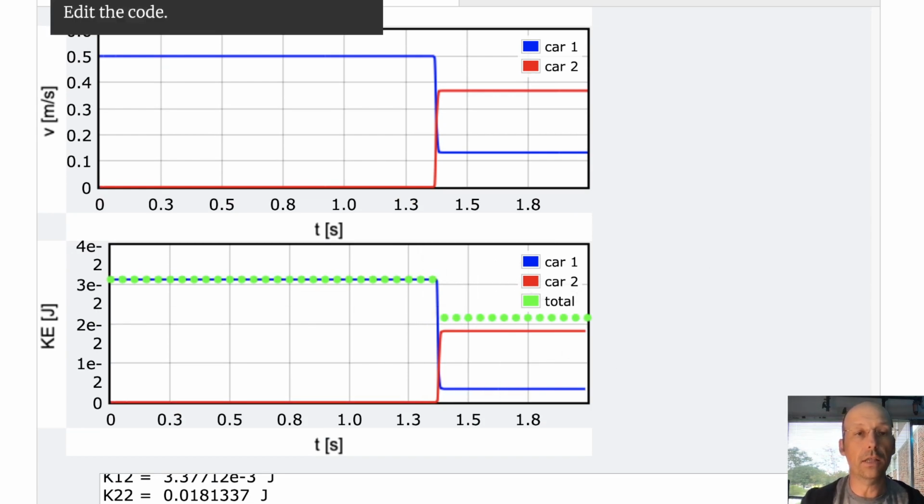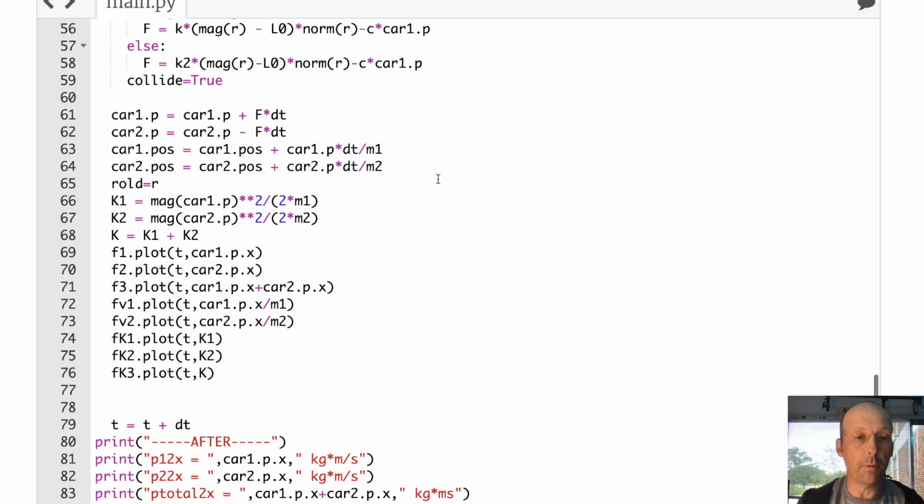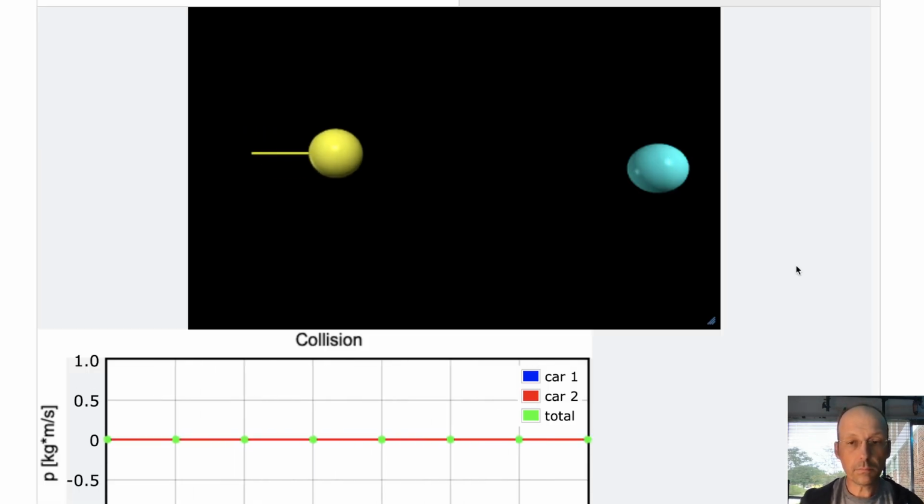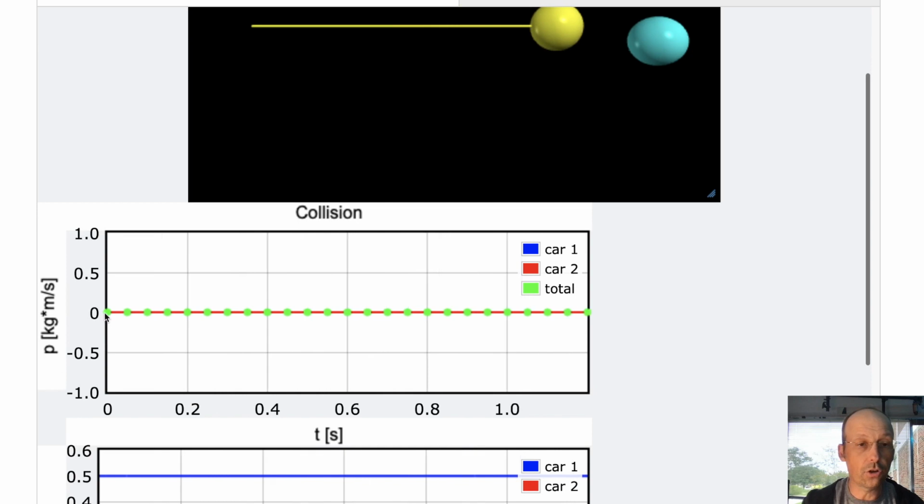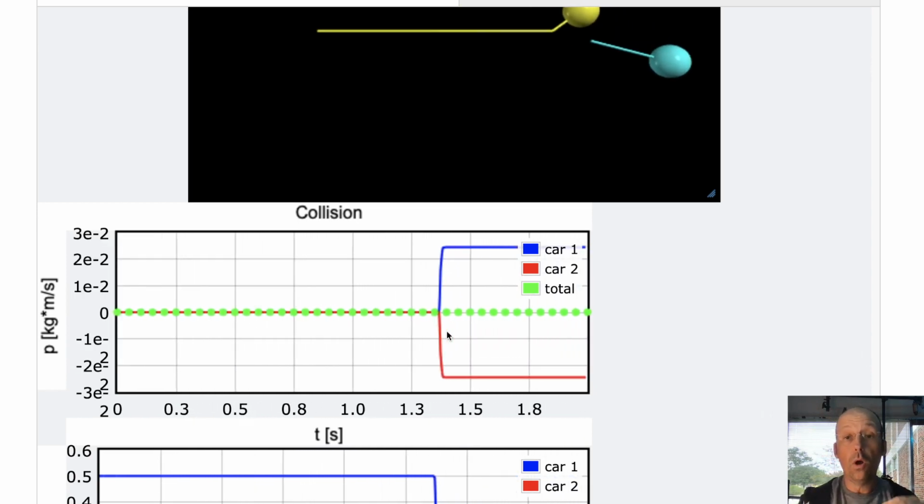So let's go up here and look at the y momentum. This would be changes to y, y, and y. And now you'll notice that the total momentum before the collision is 0. One car has a positive y velocity, one has a negative y velocity, but the total is still 0.